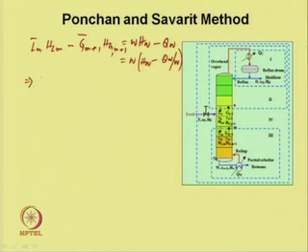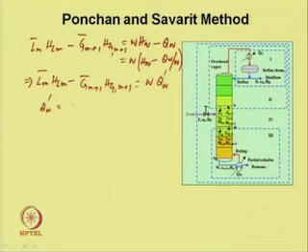From this we can write L m bar H L m minus G m plus 1 bar H G m plus 1 would be equal to W Q W dash, where Q W dash is equal to H W minus Q W by W. So, this is equation number 10.14.